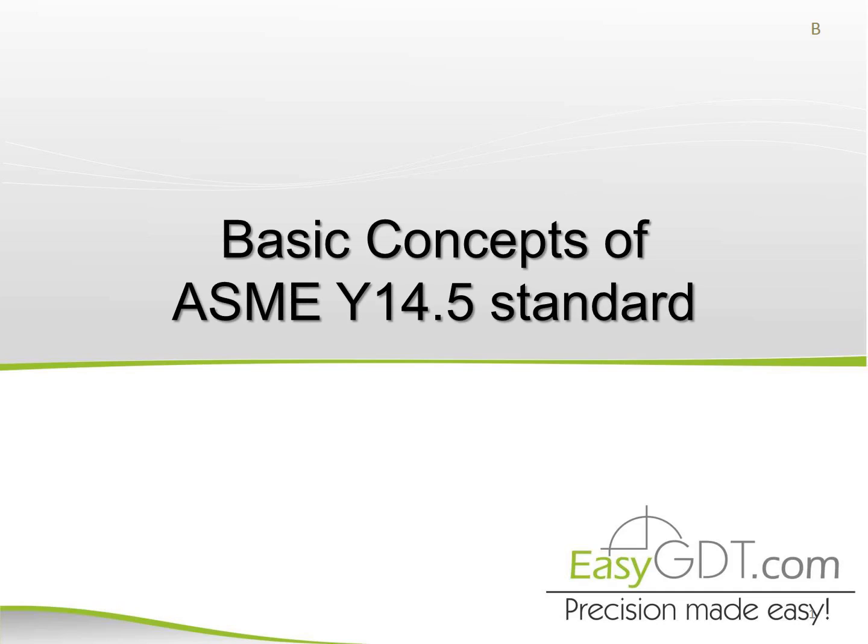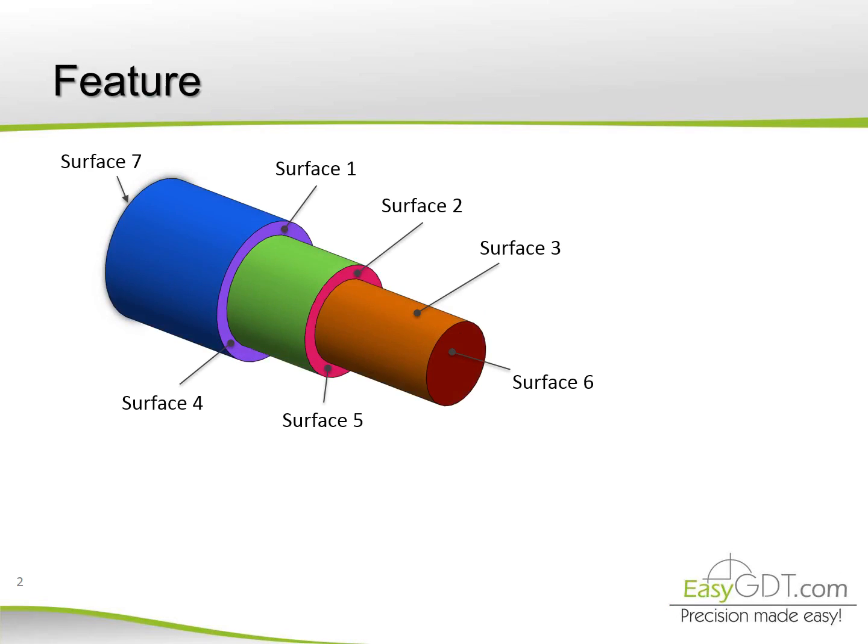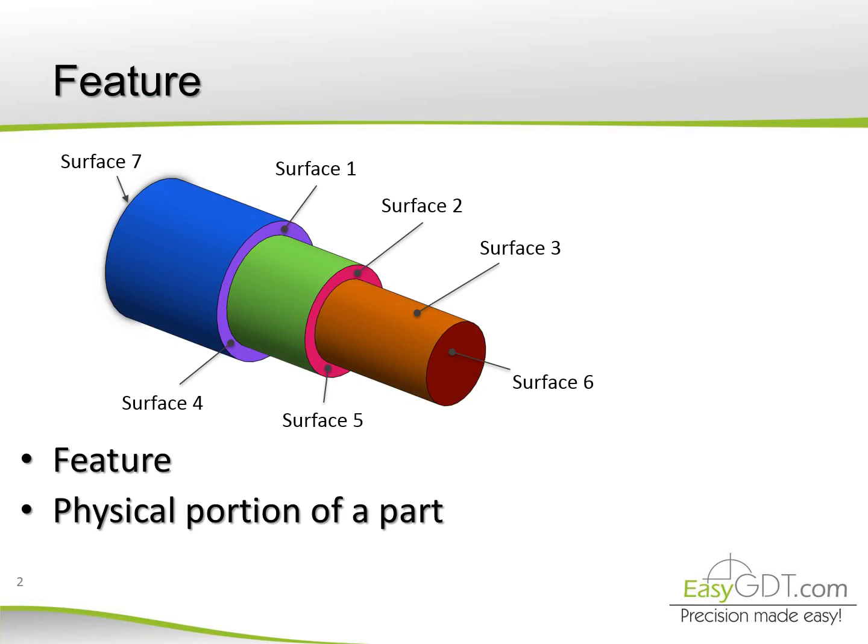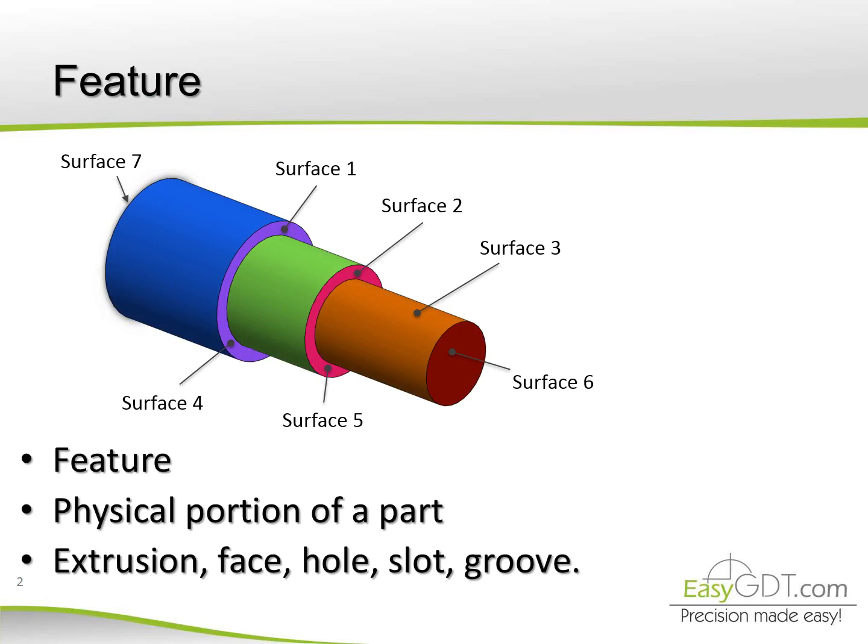Now we'll talk about some of the basic concepts of ASME Y14.5 standard. Let's see first the concept of feature. It is any physical portion of a part, as an extrusion, face, hole, slot, etc. Here are some examples of both flat and curved surfaces.